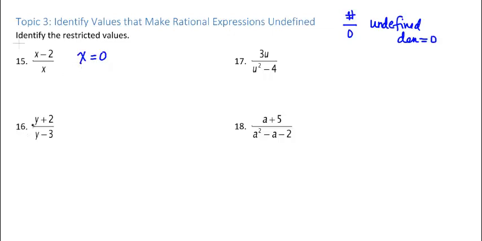In number 16, y plus 2 divided by y minus 3. The restricted value comes from setting the denominator y minus 3 equal to 0. So we get y equals 3 is the restriction.